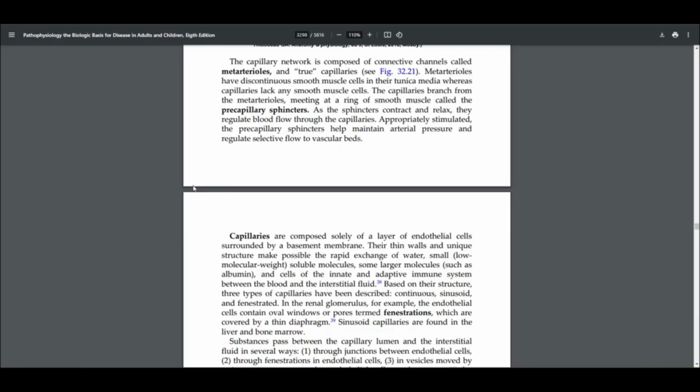The capillary network is composed of connective channels called metarterioles and true capillaries. Metarterioles have discontinuous smooth muscle cells in the tunica media, whereas capillaries lack any smooth muscle cells. The capillaries branch from the metarterioles, meeting at a ring of smooth muscle called the precapillary sphincter. As the sphincters contract and relax, they regulate blood flow through the capillaries. Appropriately stimulated, the precapillary sphincter helps maintain arterial pressure and regulate selective flow to vascular beds.